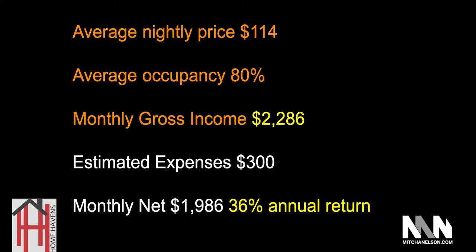And again, these aren't necessarily typical results. This is just the example we're running through today. So if you took those 3 properties that we looked at that are good comps for this property that we're interested in in Georgia, average nightly price is $114. Your average occupancy you're seeing in that calendar is 80%. Your gross monthly income would be $2,286. Estimated expenses are $300. We'll go through how to estimate expenses a little bit later. And your monthly net that you would walk home with in this example is $1,986. That's pretty good cash flow.